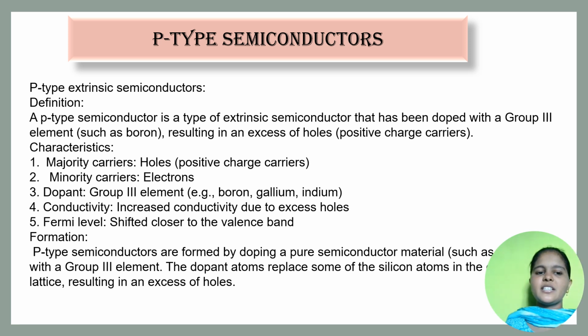Characteristics of P-type semiconductors: the majority charge carriers are holes, nothing but positive charge carriers, and the minority charge carriers are electrons. Group 3 elements, nothing but trivalent impurities, are doped into the p-type semiconductors to improve their conductivity. The conductivity is increased due to excess holes. The Fermi level is shifted closer to the valence band. The p-type semiconductors are formed by doping a pure semiconductor material with group 3 elements, nothing but trivalent impurities. The dopant atoms replace some of the silicon atoms in the lattice, resulting in the excess of holes.